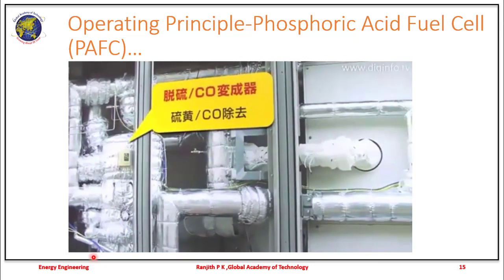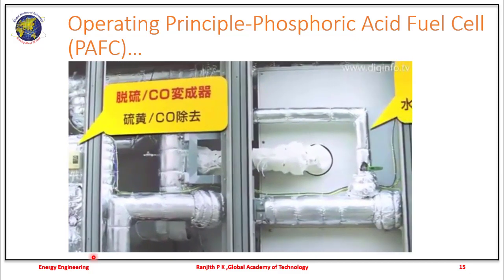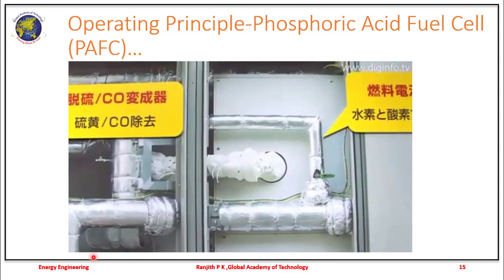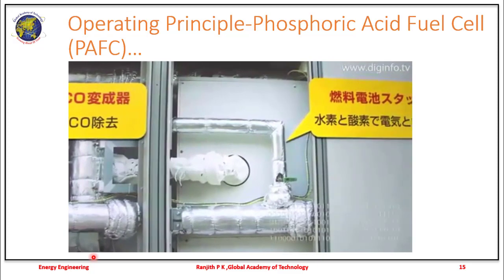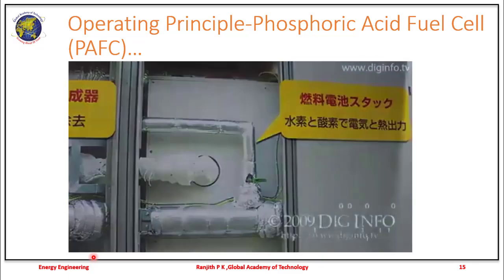The 100 kilowatt phosphoric acid fuel cell has a high power generation efficiency of 42%, outputs minimal noise and vibration, and is a clean source of power generation that is environmentally friendly. With the use of this PAFC fuel cell, significant reductions in carbon dioxide can be expected.